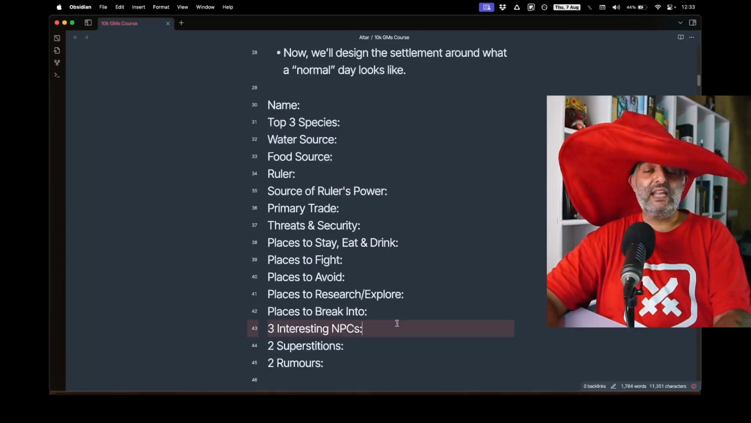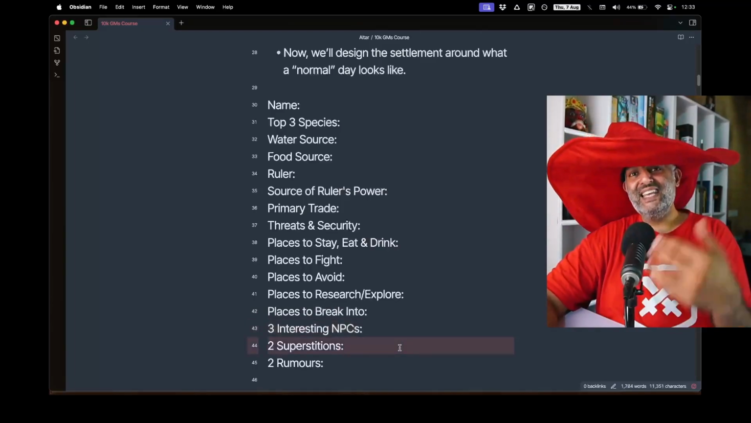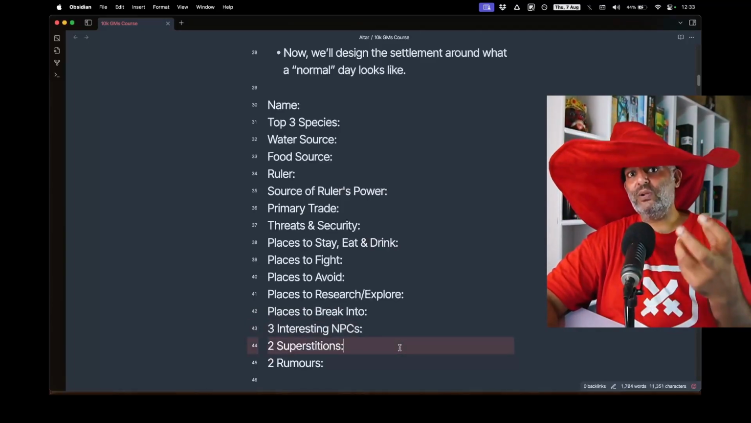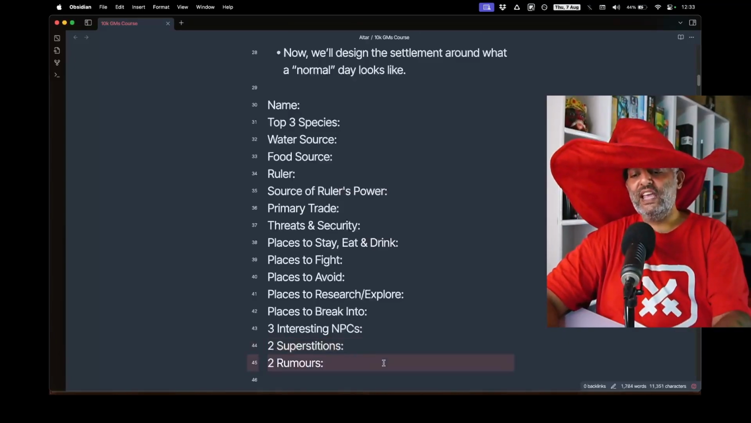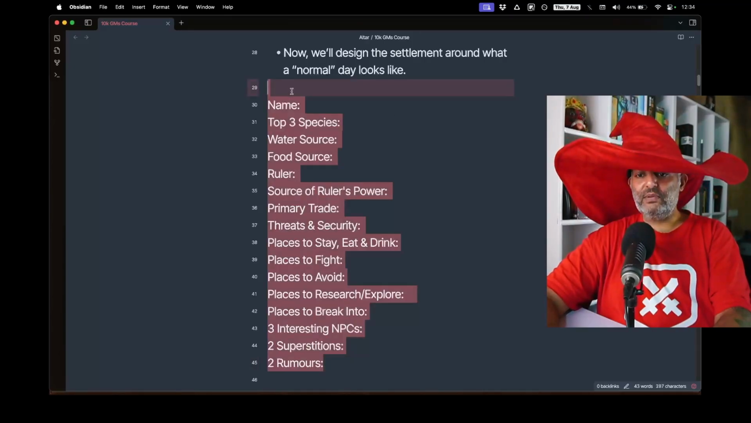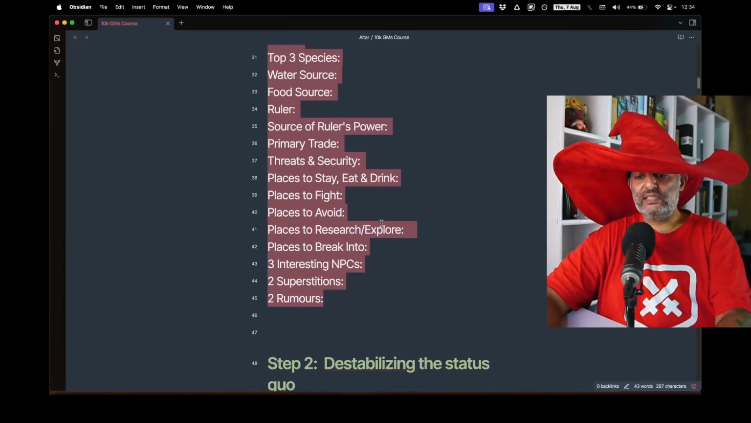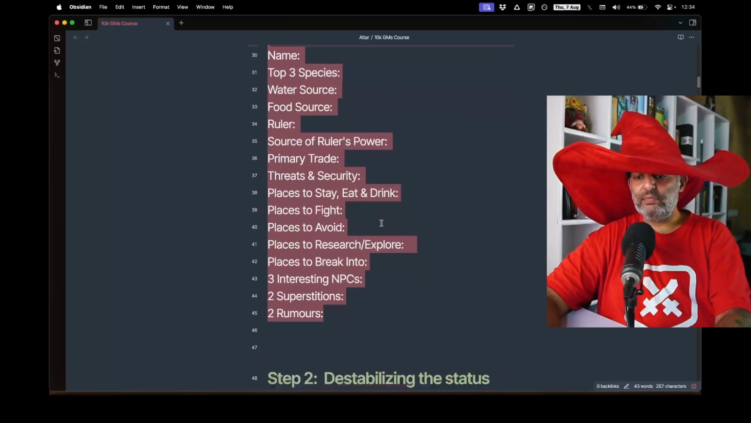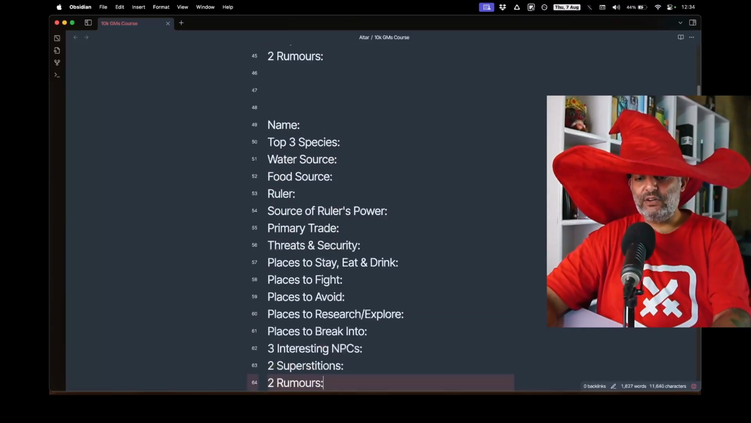Three interesting NPCs that you can flesh out in advance. Two superstitions that the people believe, which can also serve as some very good hooks, and two rumors that they might overhear. Okay, pretty straightforward. Let's start filling this out. The first thing I'm going to do is copy it, and then I'm going to be pasting it over here.